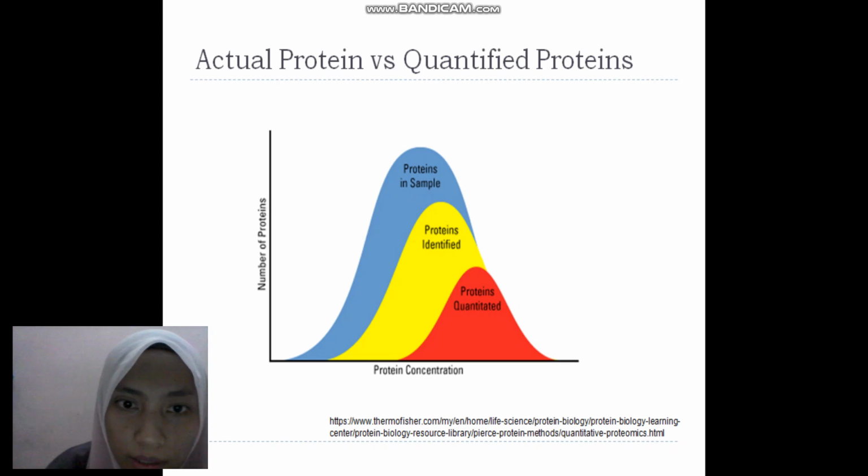In this graph, you can see that the number of proteins is different. If the total sample is the blue one, you can only identify certain proteins, only the yellow ones. That means you will not be able to identify everything, because there is so much in your sample. And although you have identified most of your proteins, you still will not be able to quantitate everything.